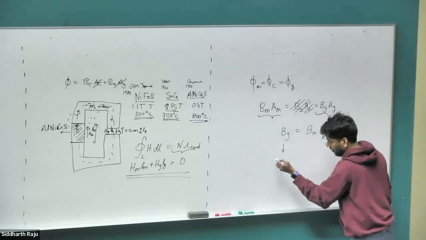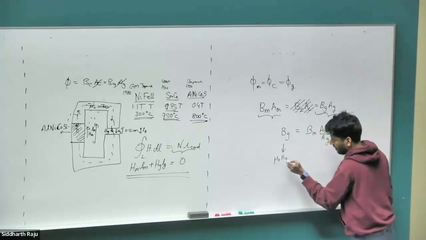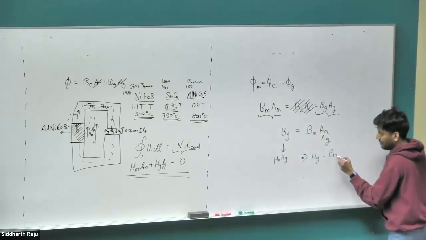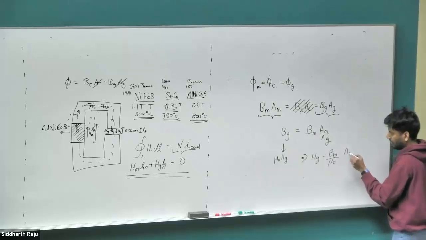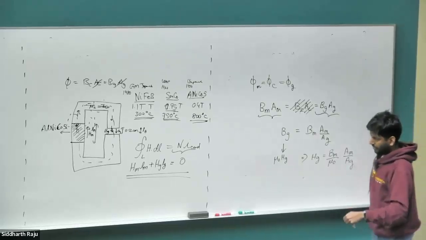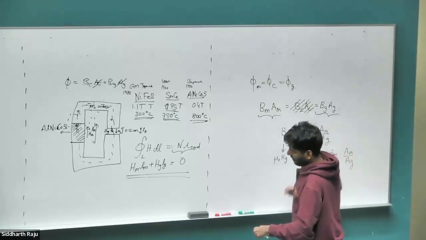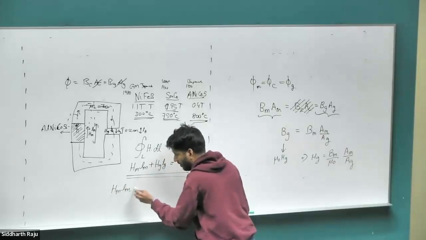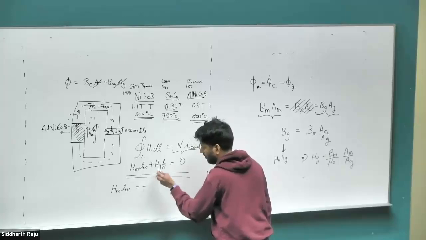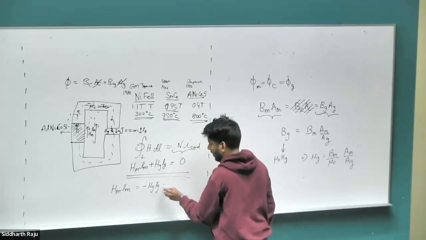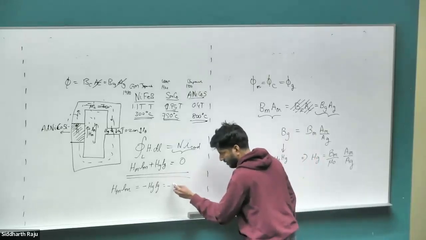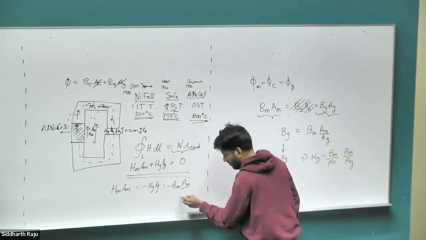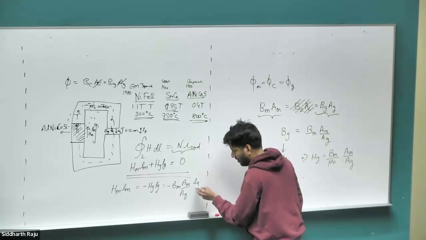Bg itself is going to be equal to mu naught times Hg. Which implies Hg is going to be equal to Bm by mu naught times Am by Ag. I'm just rearranging all the terms. Now that I have Hg, I can go back and substitute it here. So HmLm is going to be equal to, when I take it to the right hand side, negative Hg Lg, which in turn, if I substitute these values, is negative Bm Am divided by Ag times Lg, right?